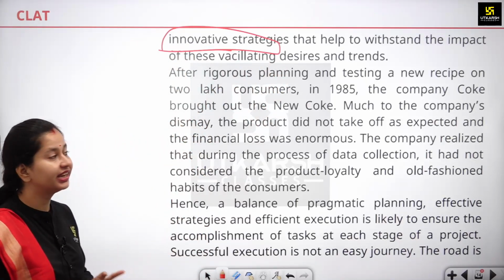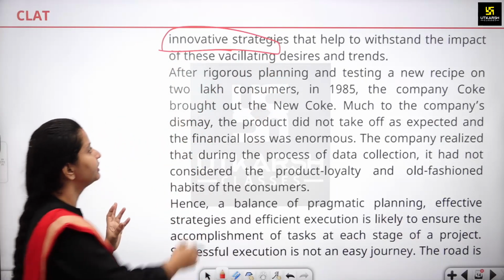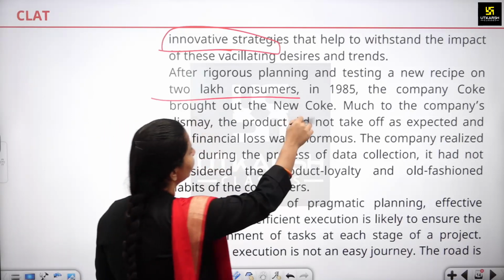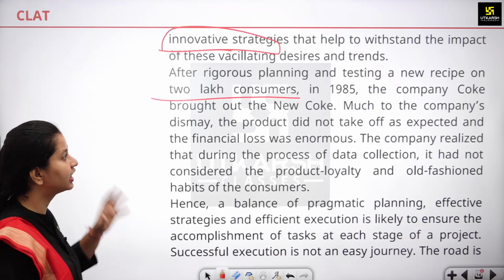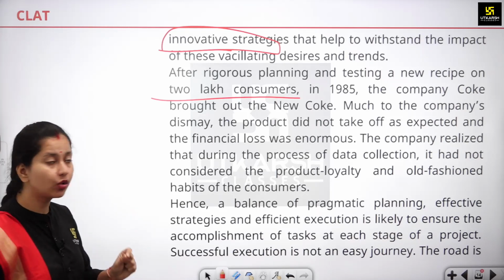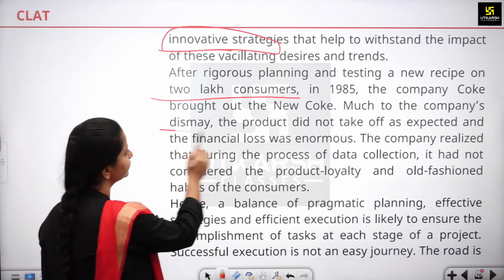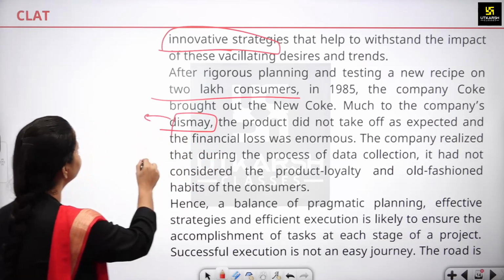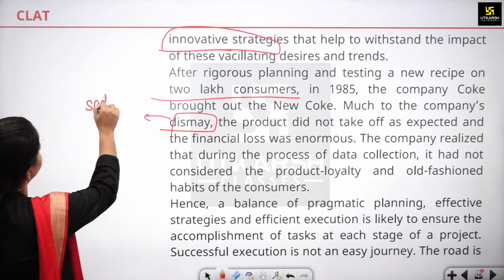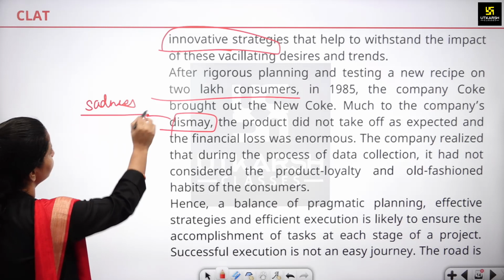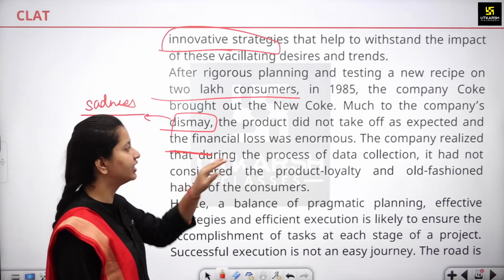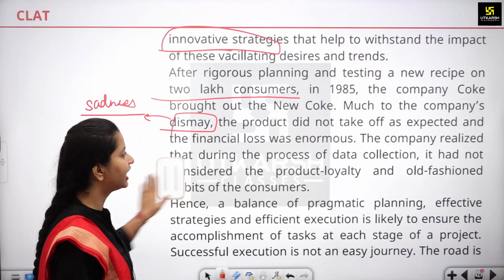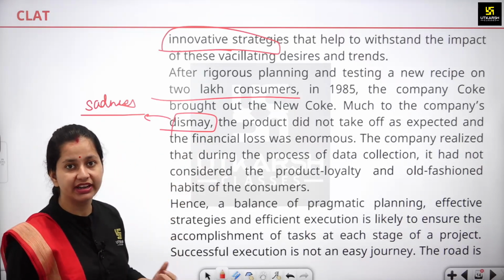After rigorous planning and testing, a new recipe was tested on 2 lakh customers in 1985. The company Coke bought a new Coke, much to the company's dismay. Dismay means sadness. Much to the company's dismay, the product did not take off as expected, and the financial losses were enormous. It means that they have had huge financial losses.